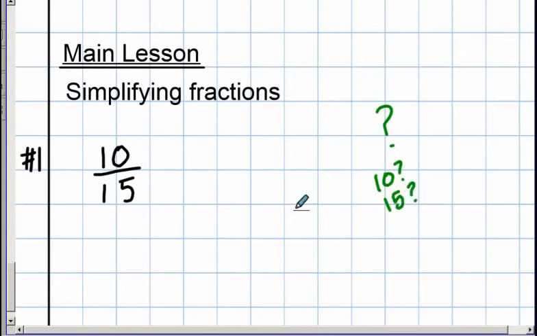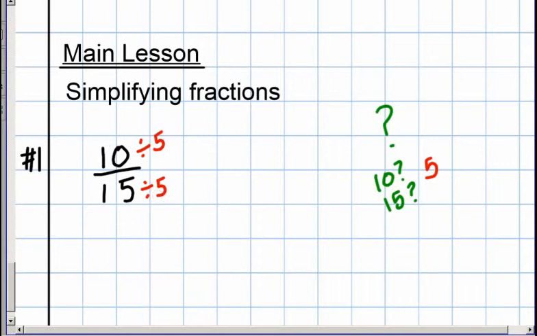Can we think of a number that will divide into the top number and into the bottom number? And the answer is yes, we can, and it's 5. So what you do is you show what you're doing at this early stage in your mathematical careers. So write this down, boys and girls. You divide top and bottom by the same number.